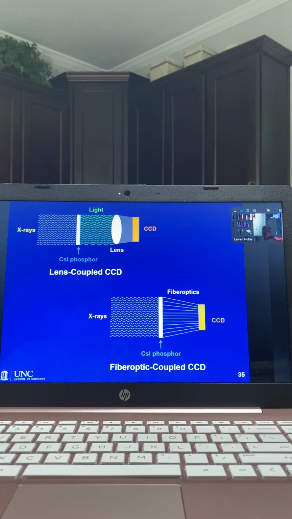Okay. This is exciting stuff, isn't it? I just think it's amazing, the technology and the science behind it, that individuals are sitting around thinking, how can we make these detectors? How can we improve these detectors? What materials can we use for these? So I have my lens coupled and fiber optic coupled.